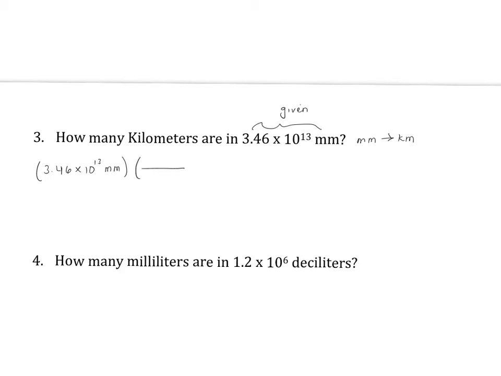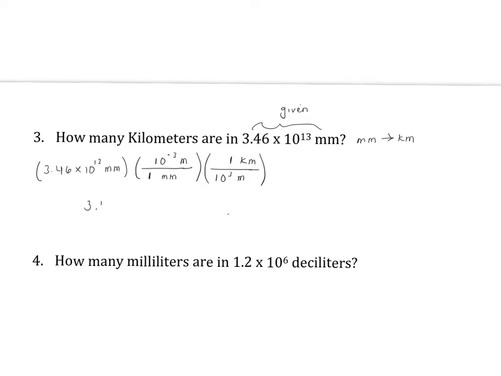We first want to start off with millimeters in the denominator. We know that for every 1 millimeter, there's 10 to the negative 3 meters. And we also know that there's 10 to the 3 meters in 1 kilometer. You don't have to use your calculator for this. If you don't use your calculator, this is how you would go about solving this using your exponent rules.